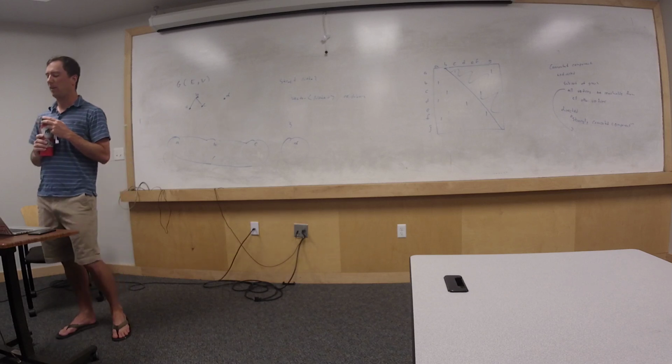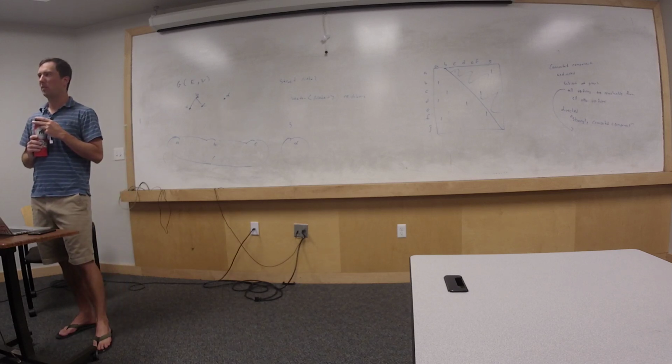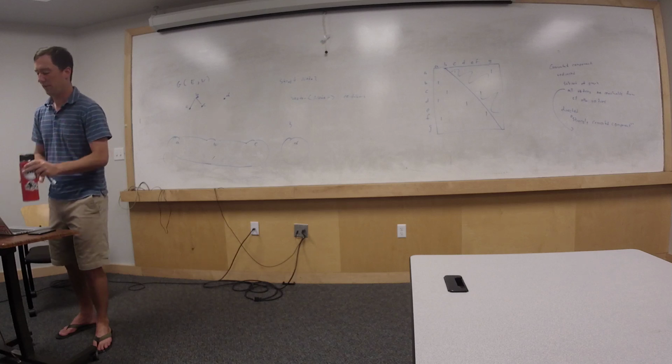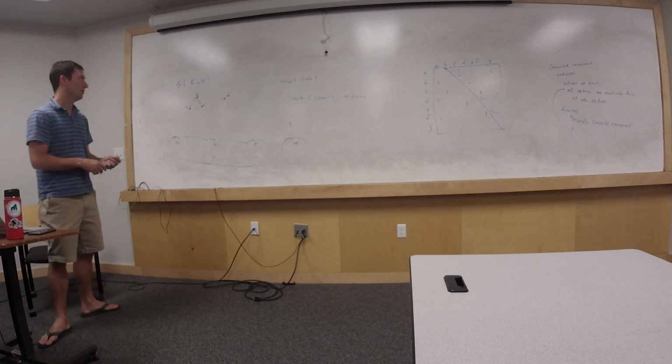The next one we'll talk about is sort of a mix between the two. This is a per node property, but it depends on the whole graph. Okay. And this one's a little bit weird. It has a strange name.